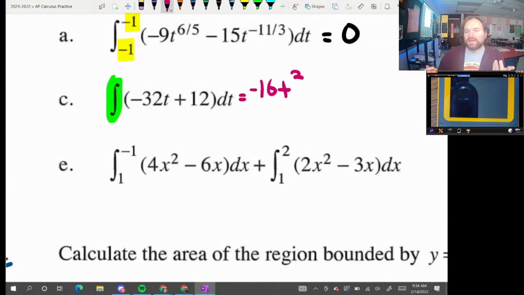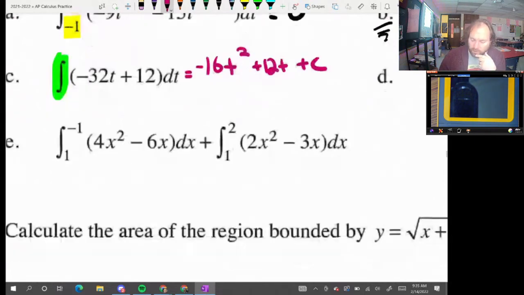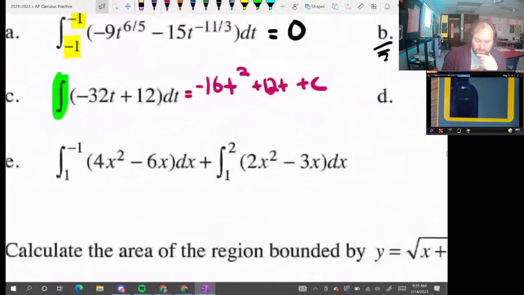Oh, this is a gravity problem. They're testing to see if you recognize this pattern here: -16t squared plus 12t, and then you put a plus c at the end of it. Gotta have that on there. Not too bad. Question D is also an indefinite integral, so that's kind of cool.